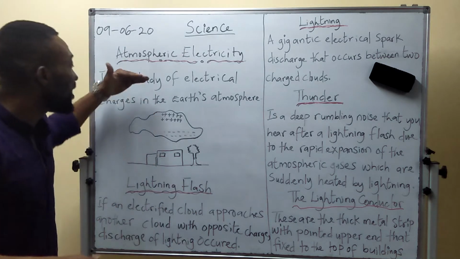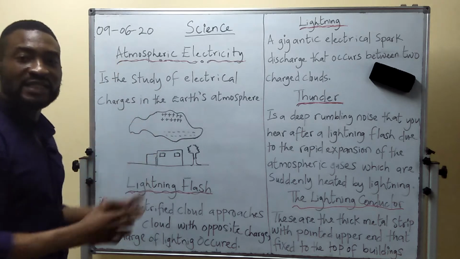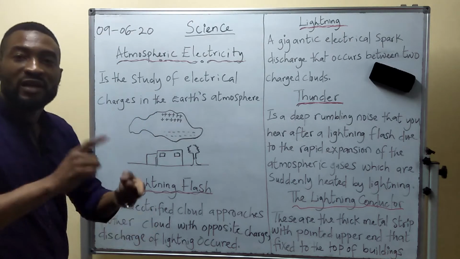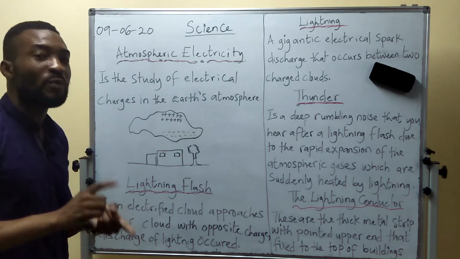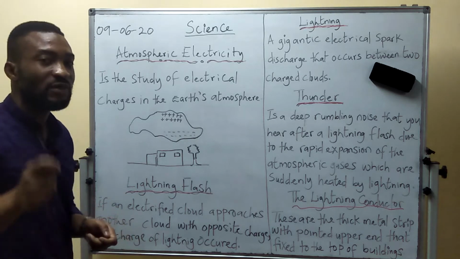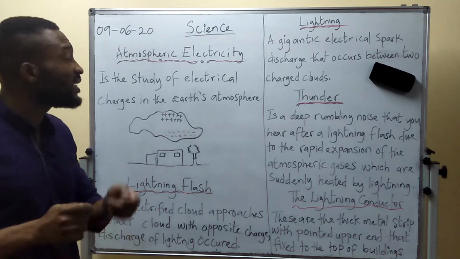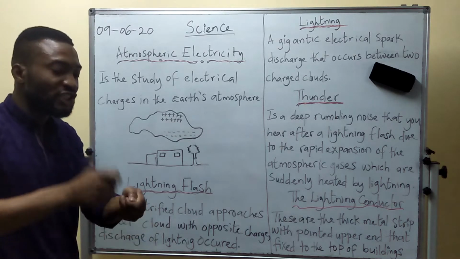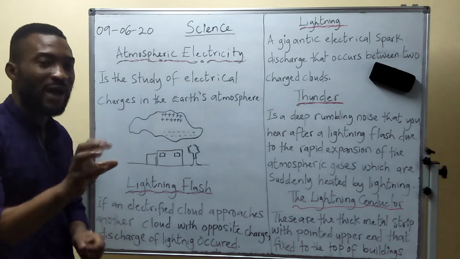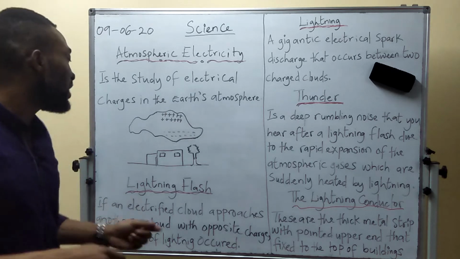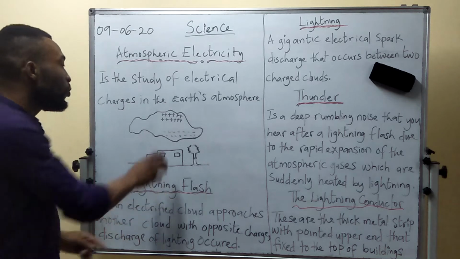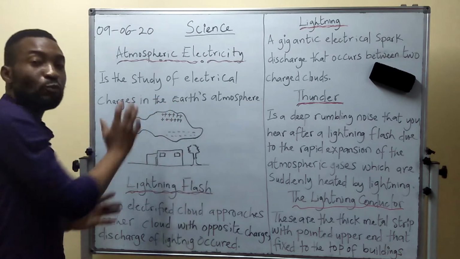When the positive part of the cloud moves towards the negative part of the cloud, a clash will occur, and a spark will start coming up. Like when we take a positive wire and a negative wire and touch one another, you will see a spark coming out. The same thing will happen when these two collide with one another.